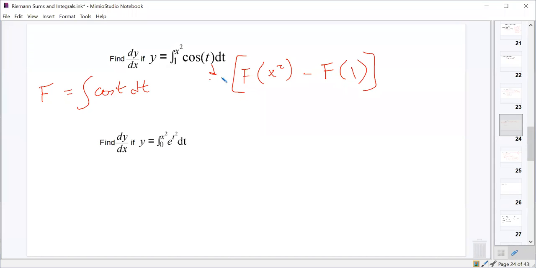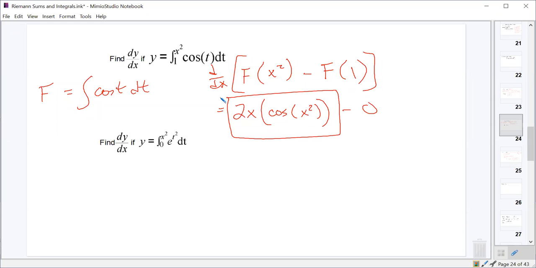So we're going to take the derivative with respect to x of that. And when I take the derivative with respect to x of a function at x squared, I have to use which rule? The chain rule. So that should give me the derivative of x squared, or 2x, times the derivative of capital F at x squared, which is cosine of x squared, and then minus 0. Good or no?